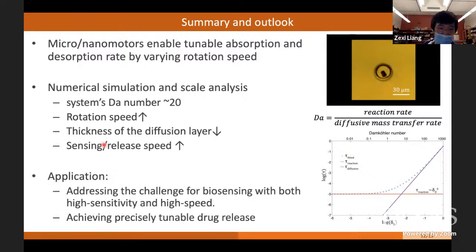For applications, we hope these findings and understanding can potentially be used to address the challenge of biosensing with high sensitivity and high speed, but for low concentration. And we are trying to achieve more precise control in terms of drug release by finely tuning the rotation speed of our micromotors.